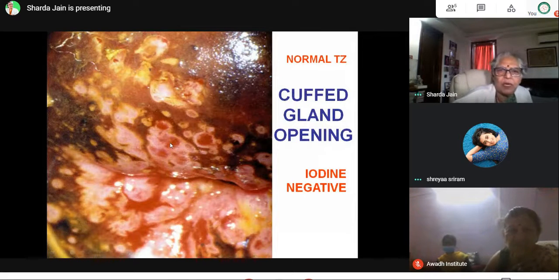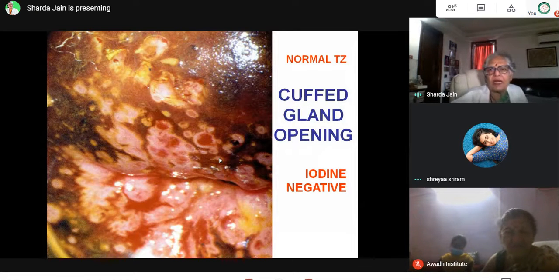So the same glands are expanded, and there's a white cuff around every gland. That's why they call it cuffed gland opening. Whenever you find cuffed gland openings, assume the patient will have CIN2.